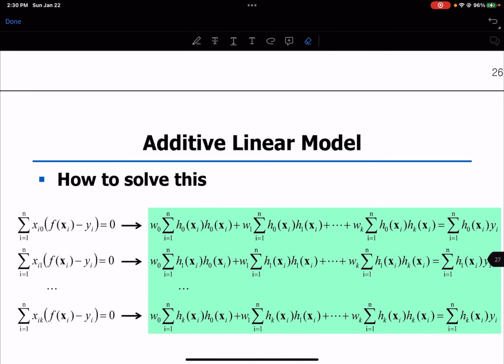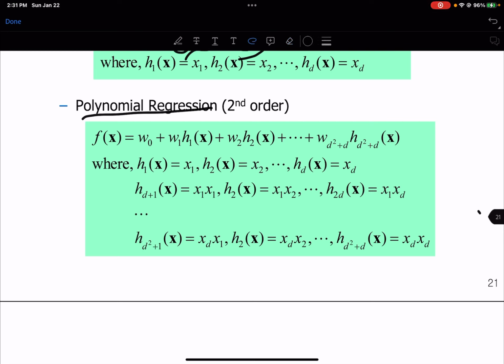So here they represent polynomial regression of second order, w0, h1. So we can also represent it in this form. h1 simplified, h2, h3, h4. I'm just going to explain this, how this is happening.